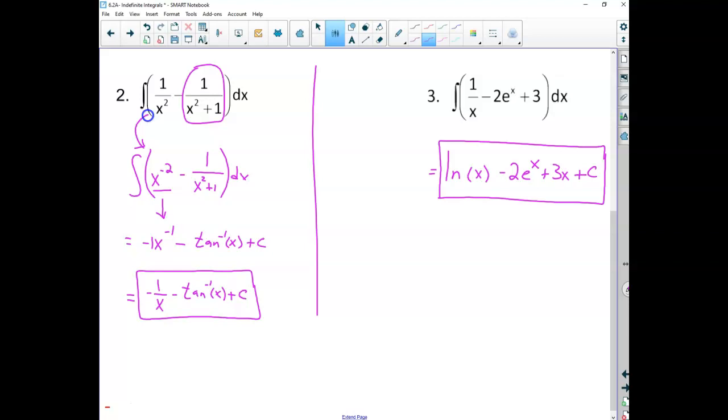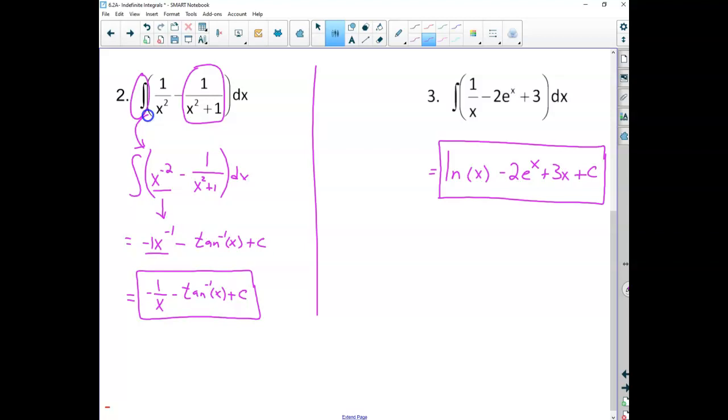Well, it doesn't matter if it's x squared plus 1 or 1 plus x squared. That denominator is still the same. That's an inverse tangent x plus c. Know your derivatives so you can move on. And then I'm going to rewrite this with my negative exponent. I'm just going to call it negative 1 over x minus inverse tangent x plus c. That is what this is, an indefinite integral, because there's no limits of integration.